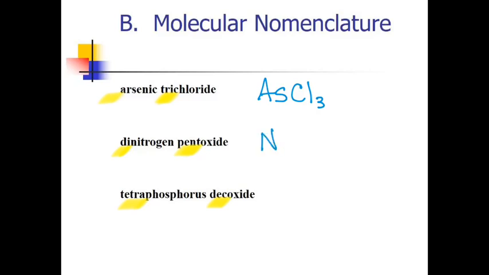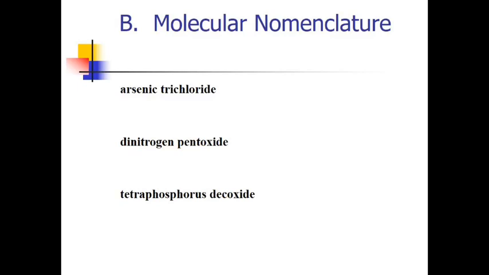Dinitrogen, the 2 comes from the di, pentoxide. The 5 comes from the penta. And then tetraphosphorus, phosphorus, there's tetra, so that's 4. Oxide, deca is 10, so P4O10. Notice that going through molecular nomenclature is much simpler than ionic. We did absolutely nothing with charges. If you have your prefixes memorized, it's really easy to go back and forth with your prefixes.